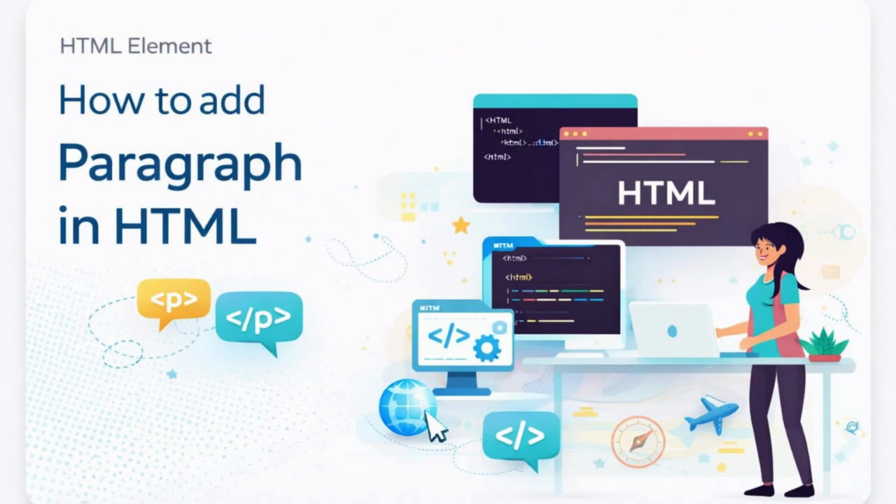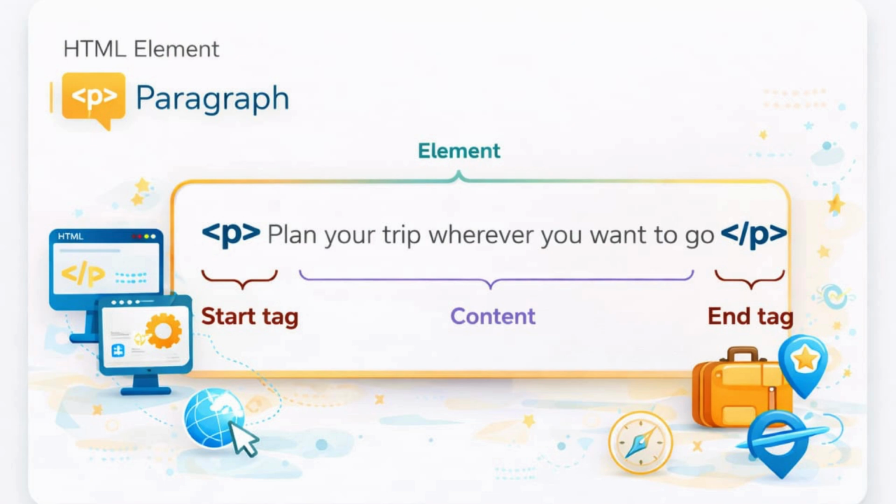Now let's learn how to add a paragraph in HTML. Super easy and very important. Let's break this down step by step. First, we have the start tag. This tells the browser, hey, a paragraph is starting here. Next comes the content. This is the actual text you want to display.